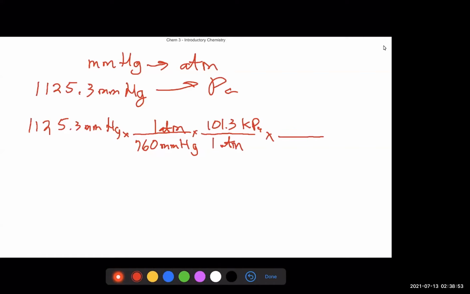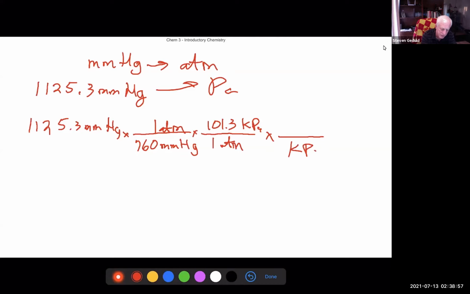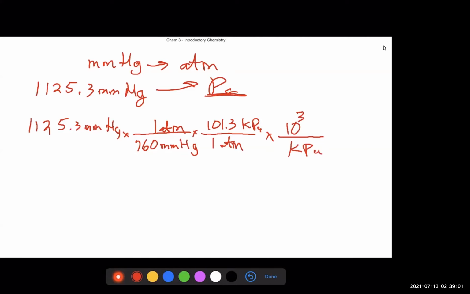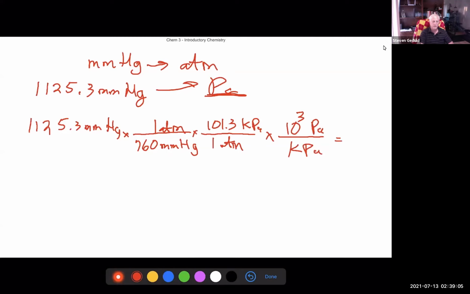We're not done yet. Oh, we're going further. That's what I, because it wants to go to pascals, right? Yes. 10 to the third pascals. So you went from millimeters of mercury to atmospheres to kilopascals to pascals. Remember, kilo is 1,000 in the metric system. Okay, so it wants to go to pascals, not kilopascals.